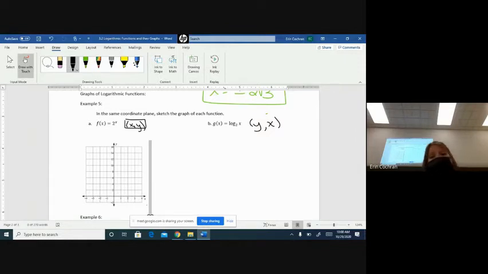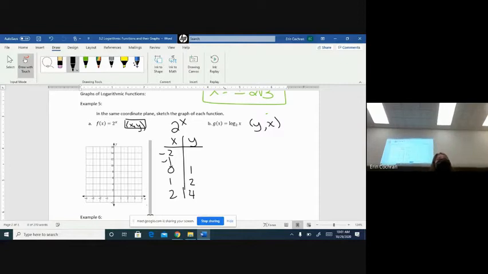So let's pick some values for x. We're going to do 2 to the x power. Give me some values for x. 0, 1, and 2. And how about negative 1 and negative 2? Is that okay? All right. So if I plug in 0, what's 2 to the 0th power? 1. What's 2 to the first power? 2. What's 2 squared? 4.